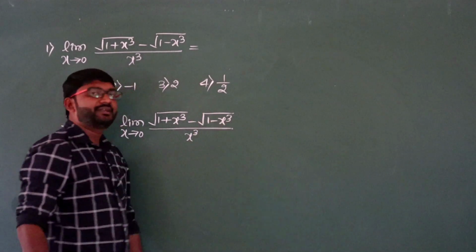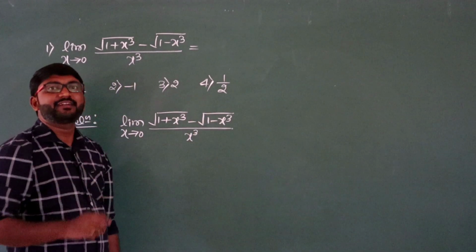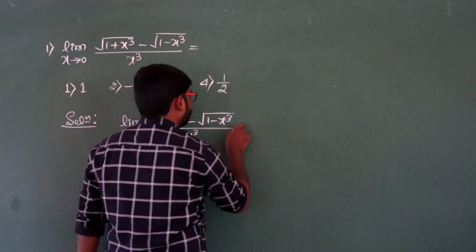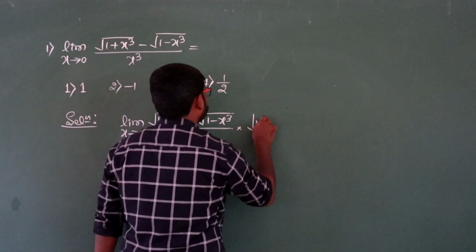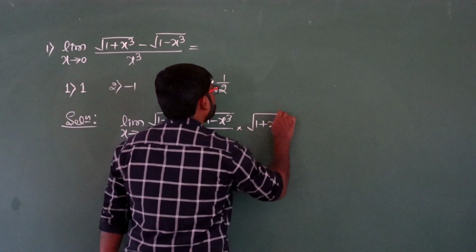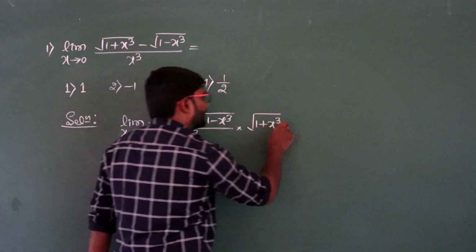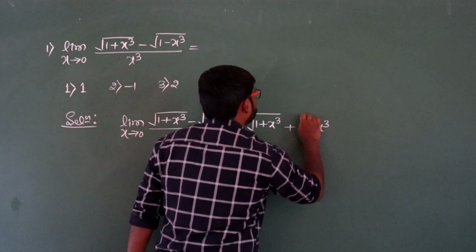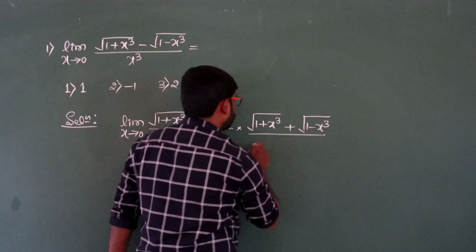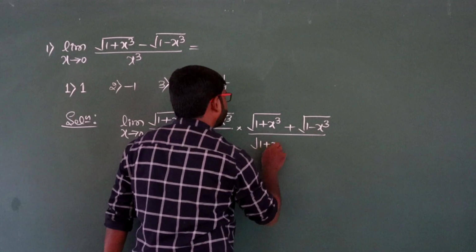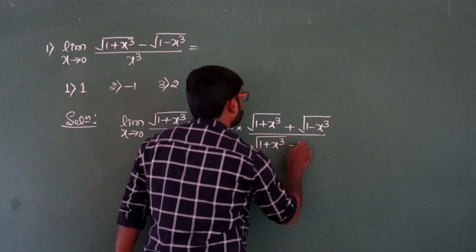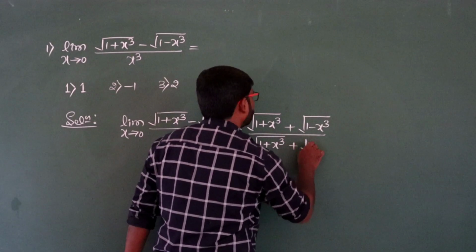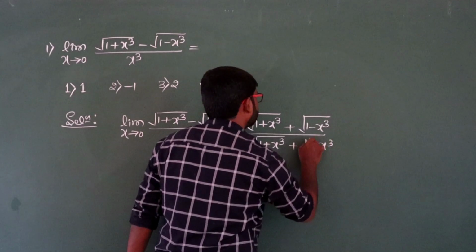Now multiply and divide by the opposite sign of the numerator. So I am multiplying and dividing by square root of 1 plus x cube. Here it is minus sign, now we have to take plus sign, plus square root of 1 minus x cube, divided by the same term, square root of 1 plus x cube plus square root of 1 minus x cube.